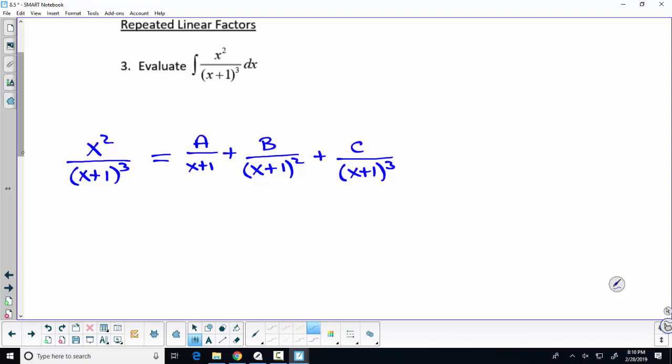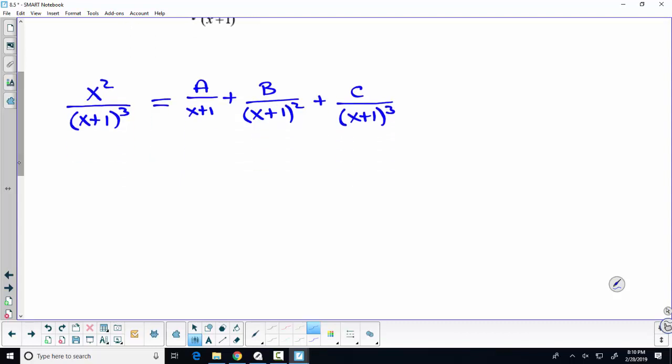So here we're multiplying through by (x+1)^3 to clear the fractions. So we have x squared equals what? A times (x+1) quantity squared, plus B times (x+1), plus C.